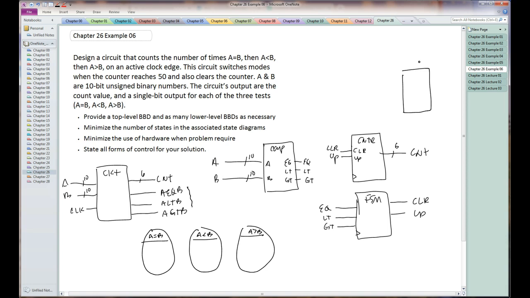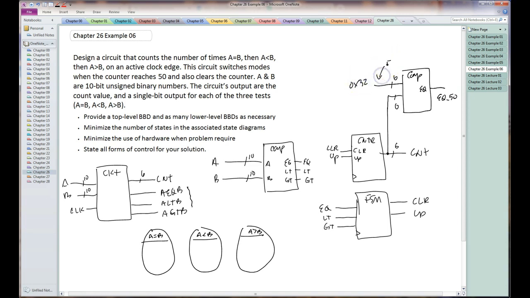Design isn't linear, it's circular. I'm going to go back and fix that. We'll call this one EQ50, and it's going to be comparing this 6-bit output to 0x50, which is 16 times 3 plus 2, 32.